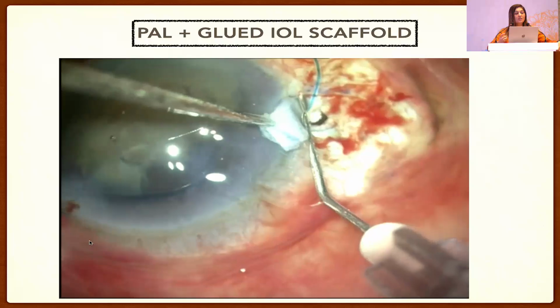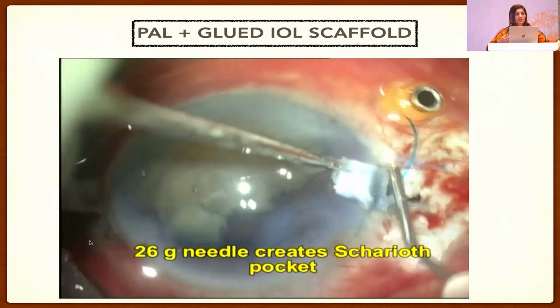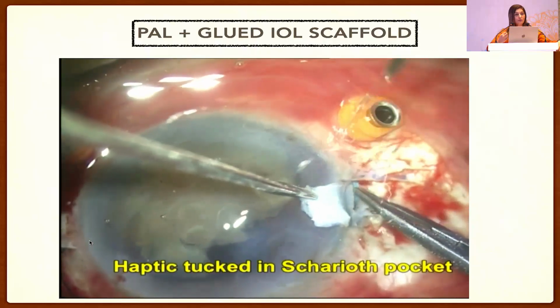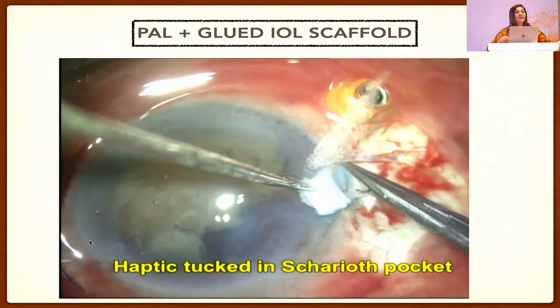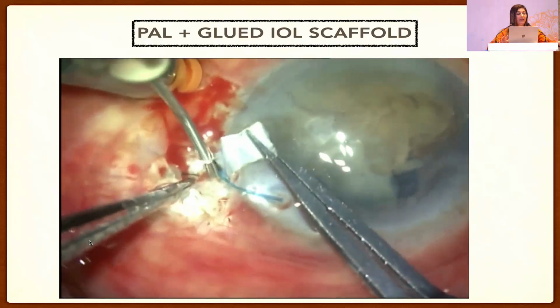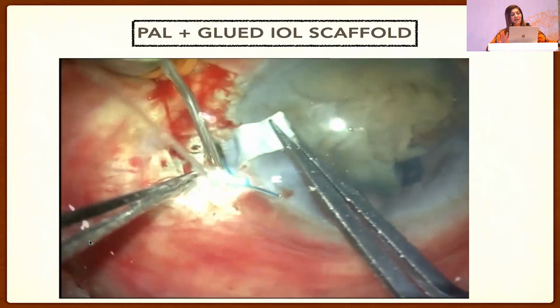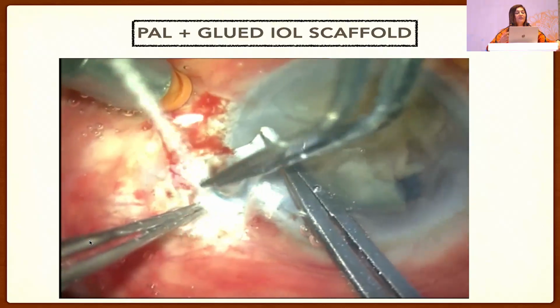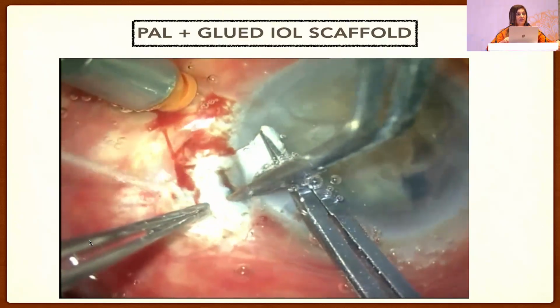We also often use the plugs of the iris hooks, slipping them onto the haptic so that it does not slip anywhere. The IOL and the haptic remain as they are, and when we are done with all the manipulations inside the eye, we release those things, and then we tuck the haptics, and things get settled.